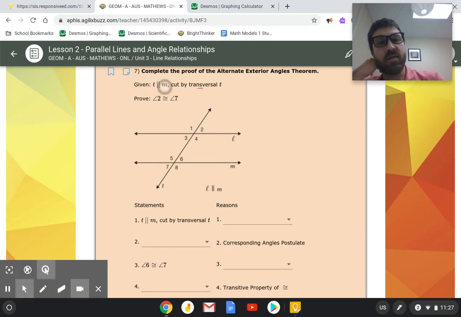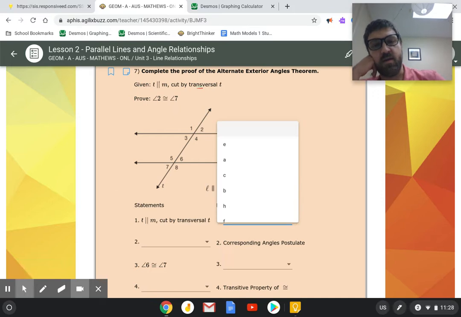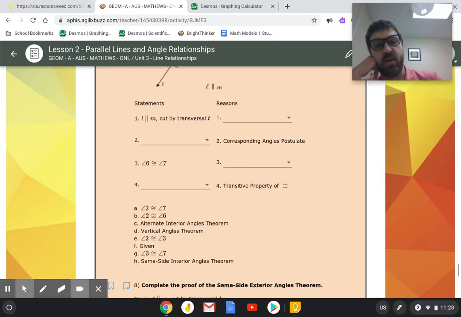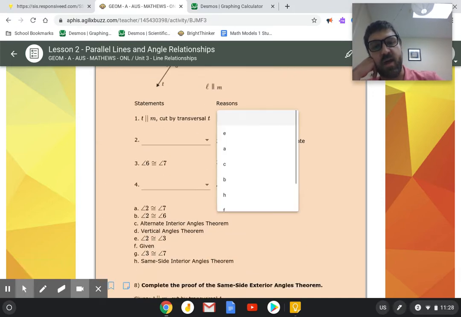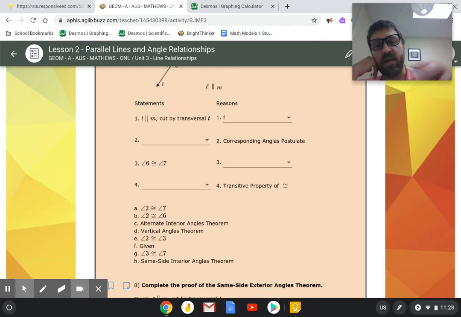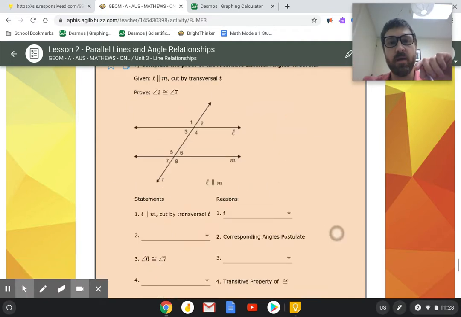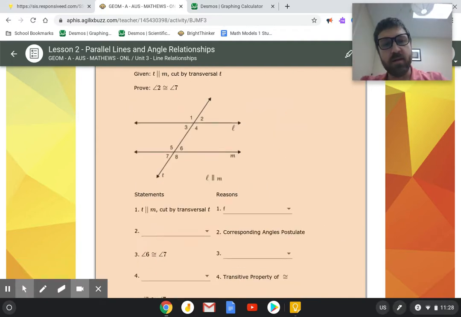L is parallel to M and it is cut by transversal T. That is our given. Automatically, we know the first statement in any proof is given. That's going to be answer choice F. Always take care of that first. Okay, so we look at number 2.